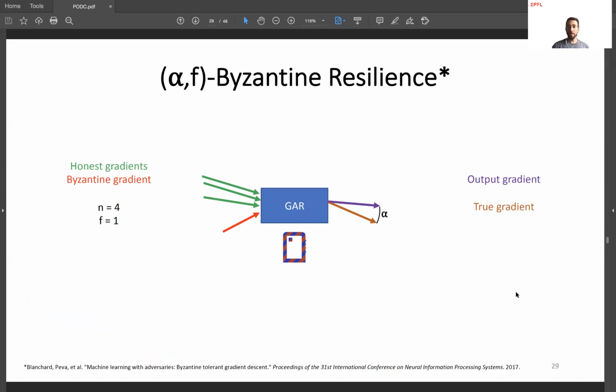Now, in order to give some theoretical and mathematical background to this notion of Byzantine resilience, we adopt in our work the now classical notion of (alpha, f) Byzantine resilience. What does it mean for a GAR to be (alpha, f) Byzantine resilient? It means that in a system that can tolerate a maximum of f Byzantine nodes, the angle between the output gradient and the true gradient is bounded by alpha, where alpha is a real number between 0 and pi over 2.